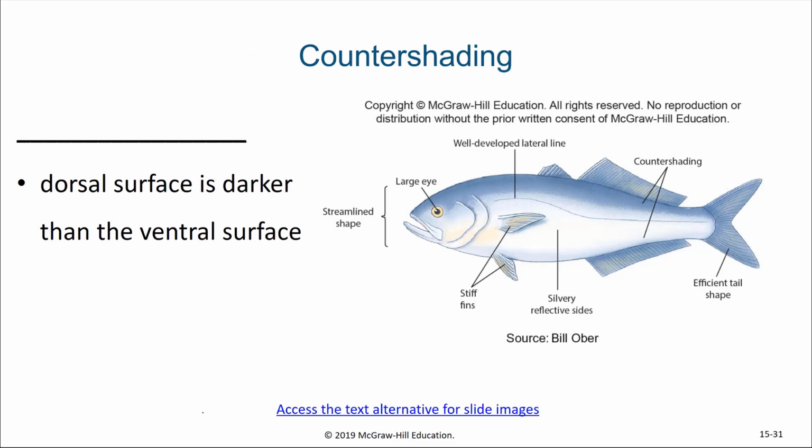Countershading is when a fish or another marine organism will be darkly colored on its dorsal side and lightly colored on its ventral side. It may also have reflective silvery sides as well. And this countershading can help the organism be disguised regardless of whether its predator or prey is seeing it from above or from below.